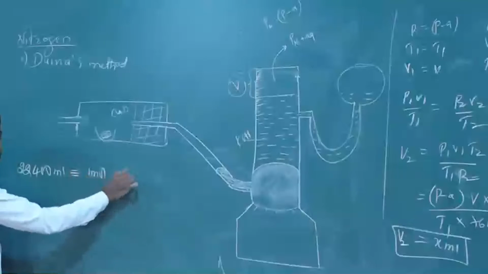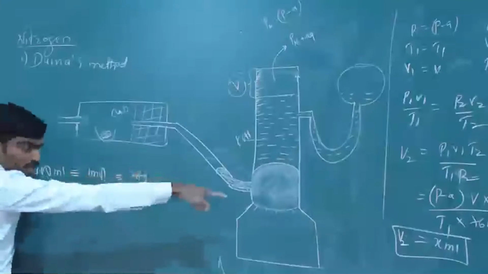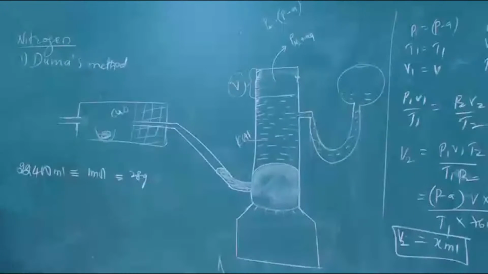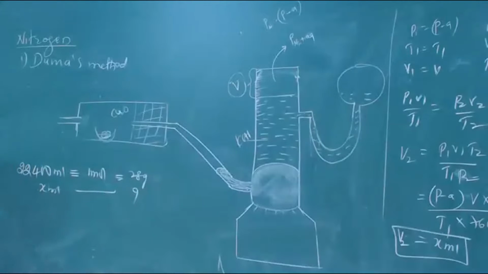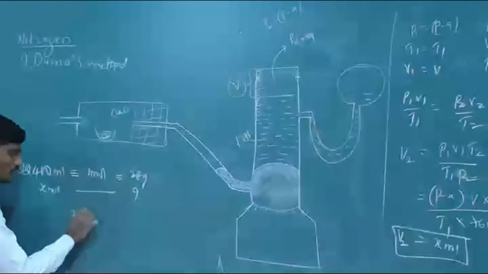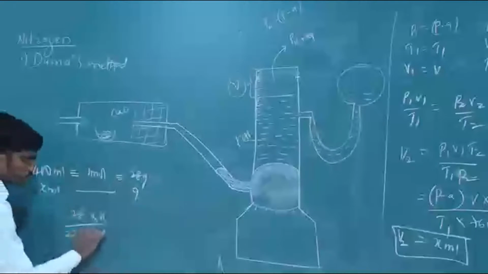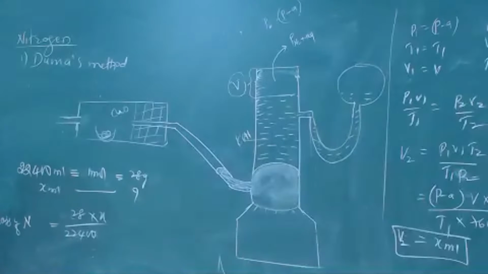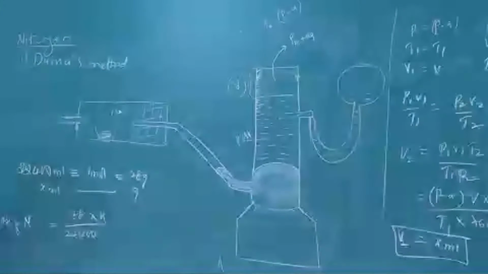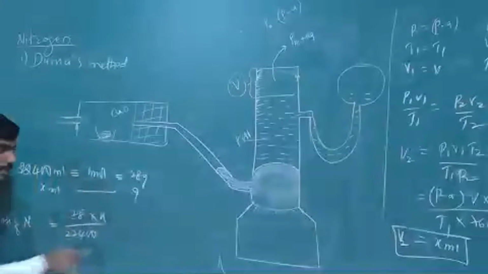Then its mass is 28 grams. So how much are we getting? x ml. So for x ml, what is the mass? 28 into x divided by 22400. This is the mass of nitrogen, N2. It is for N2. For single nitrogen, it is just 14, so divide by 2. So if you are taking N2 molecules, take 28. Or simply take 14 for single nitrogen.